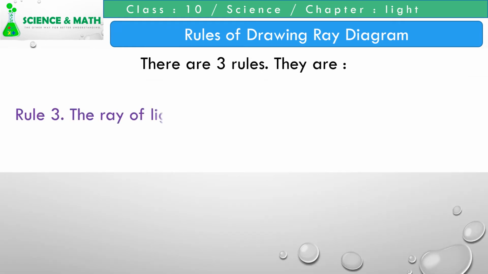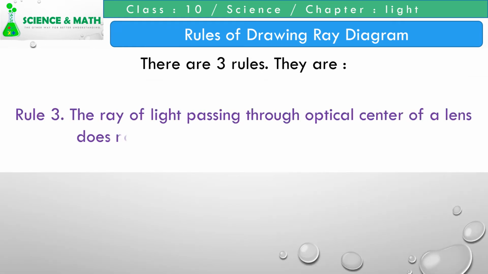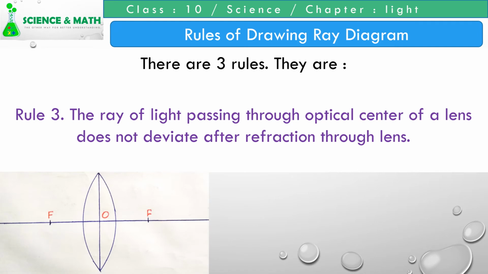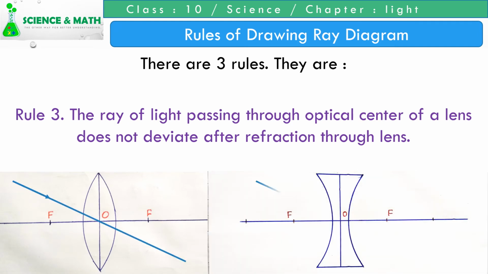rule 3. The ray of light passing through the optical center of a lens does not deviate after refraction through the lens. In case of convex lens, in case of concave lens.